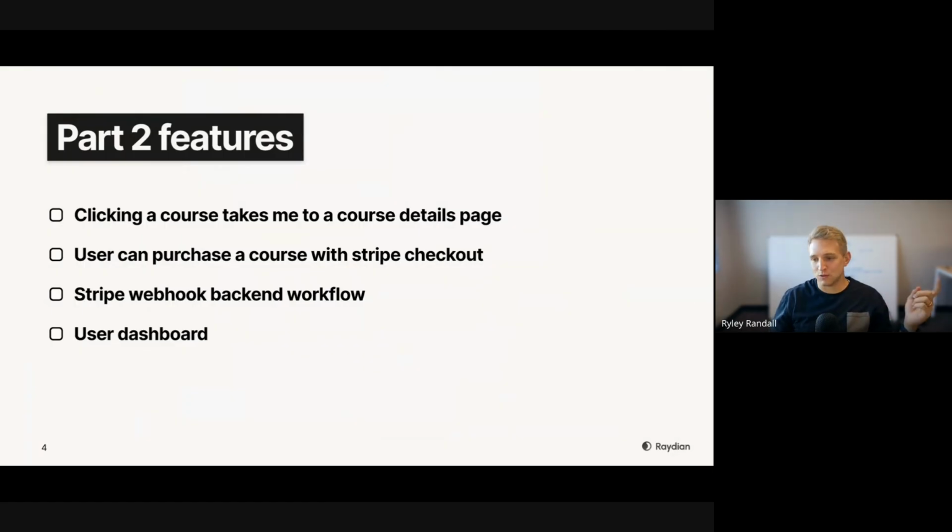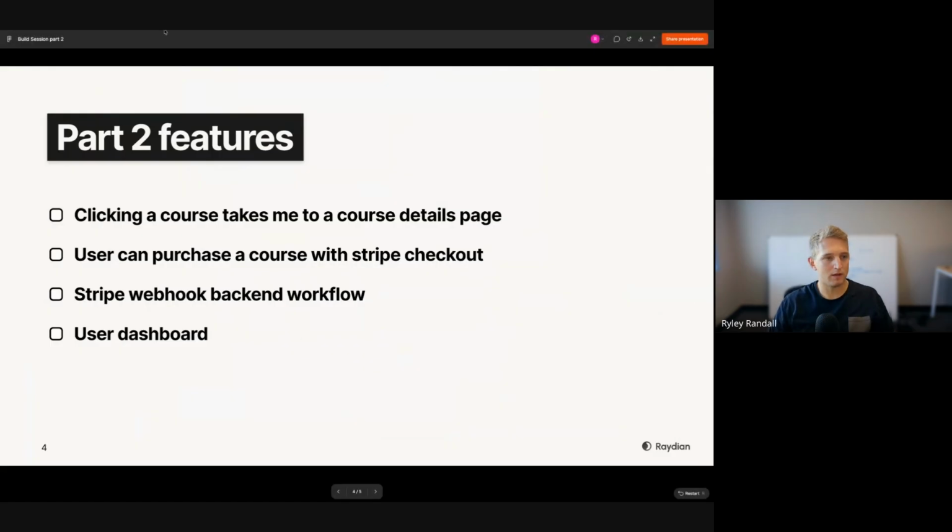So we need to make it so when I click a course from the index page, I can see a course details page. Then we're going to make it so a user can purchase a course with Stripe checkout. We're going to wire that all up. So we're going to build a webhook to handle payments. And then we'll finish with a user dashboard where the user can actually see the courses that they've purchased. And we'll see if we can get through all of that today.